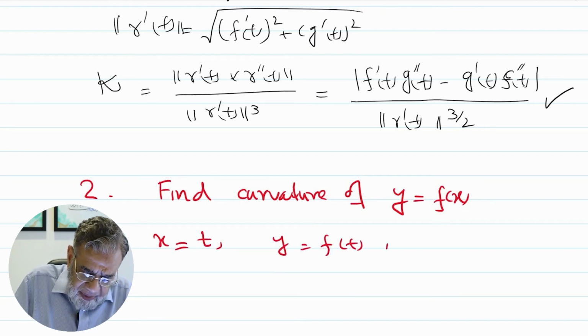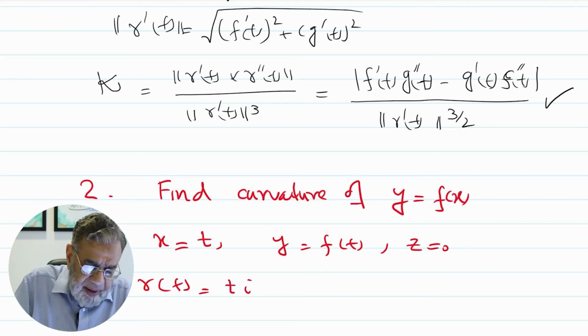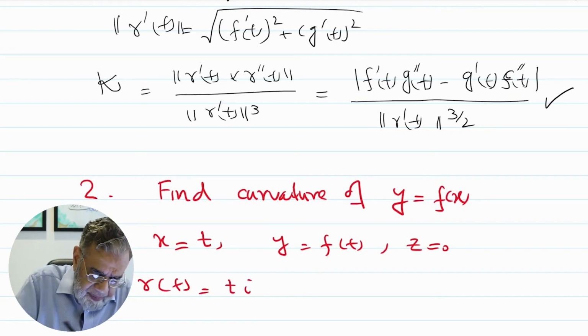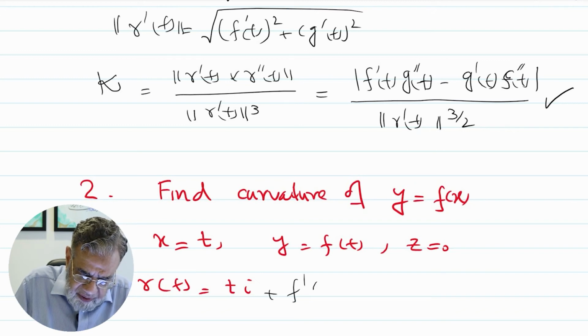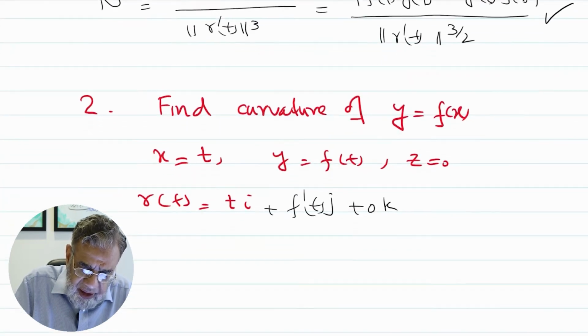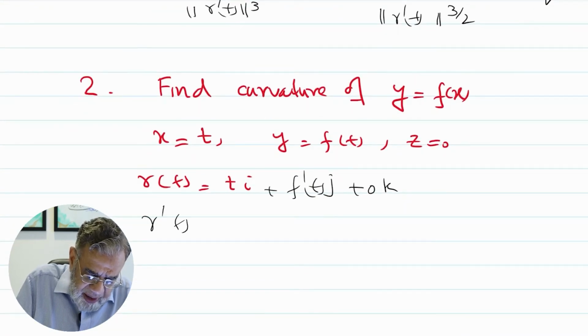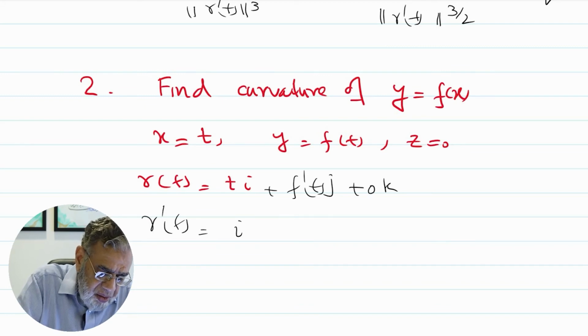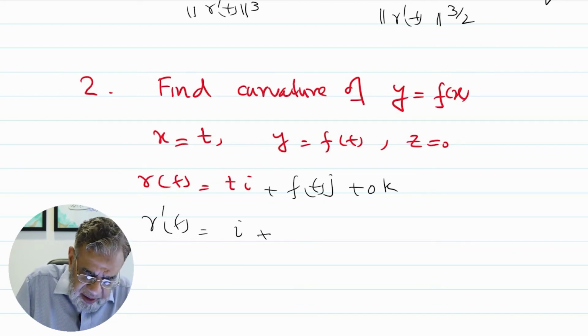If I write my curve, and my z is 0, obviously, in this case, so my r of t is equal to t i plus f of t j plus 0 k. Then I find r dash of t. So my r dash of t is equal to i plus, here is no dash, this is only simply t. Now we take the derivative, we get f dash of t j plus 0 k.